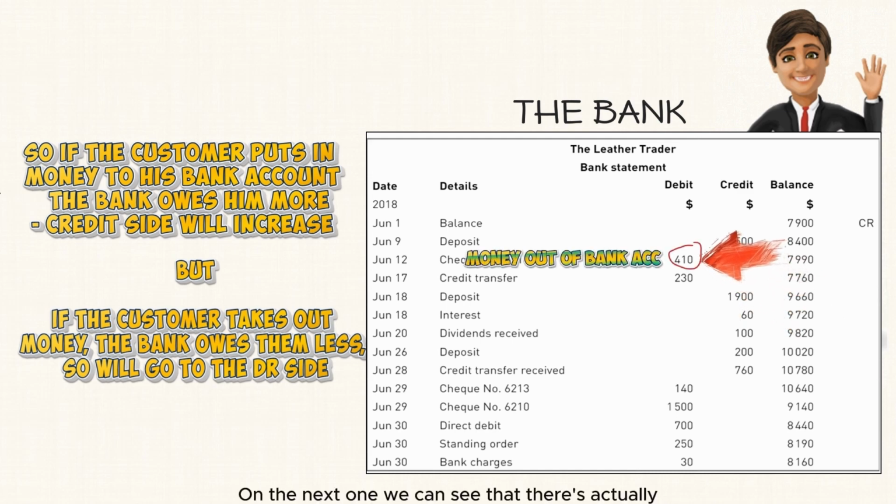On the next one, we can see that there's actually an amount going out of the bank account for 410 on June the 12th. The customer has obviously gone to the bank and withdrawn money out of their account. So the 410 comes out of their total amount that is owed to them. So the bank owes them 410 less. So when you see a debit transaction in the bank statement, it means that money is going out and the balance owed to the customer is less. It's reducing.